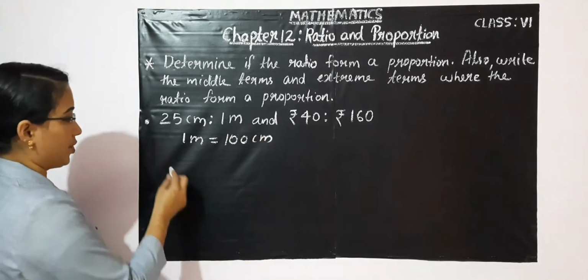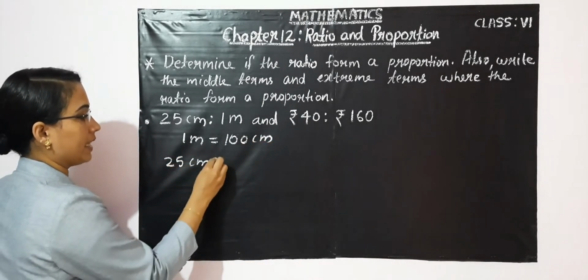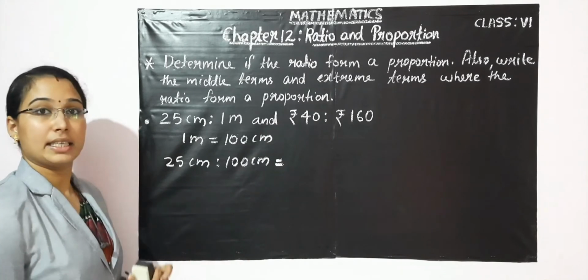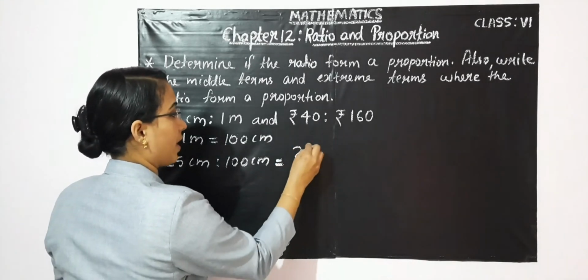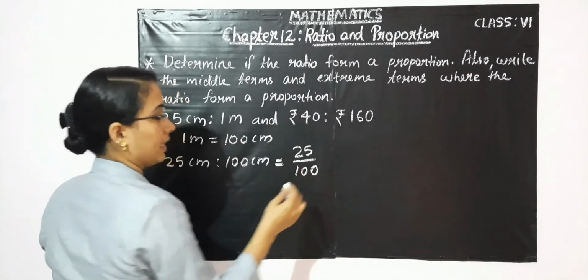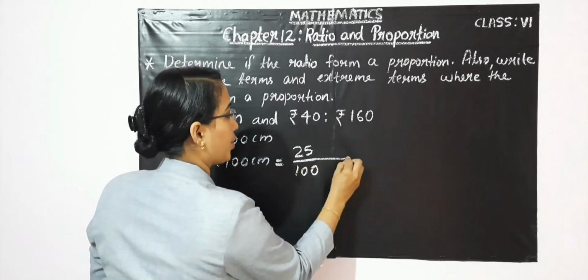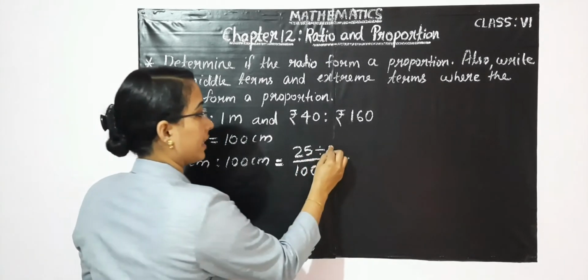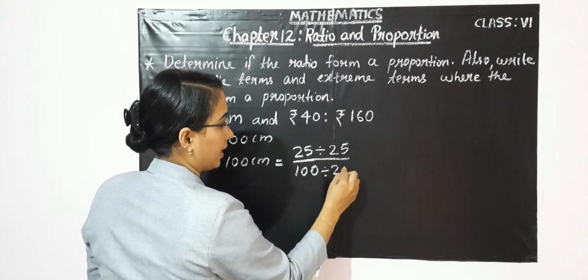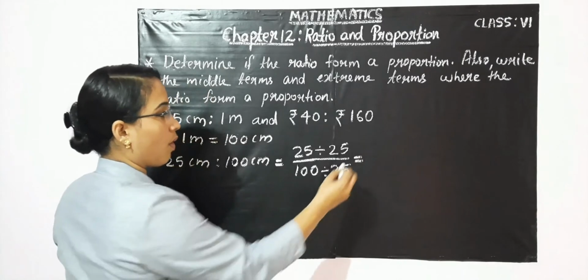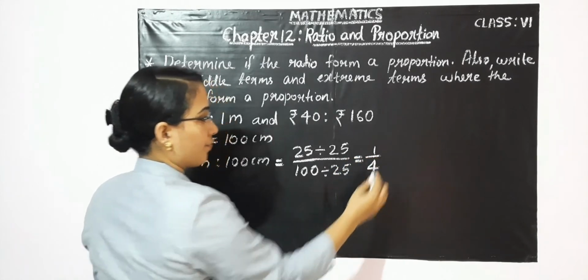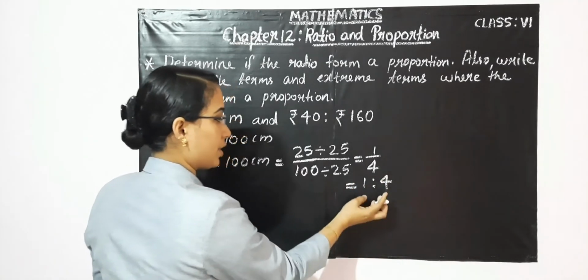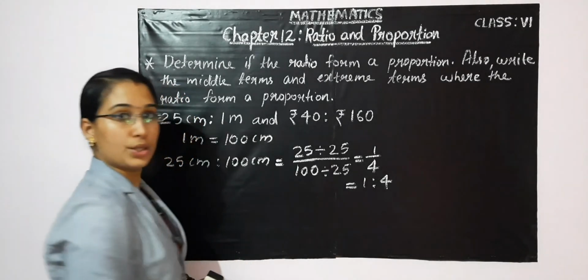Then our new ratio is 25 centimeter is to 100 centimeter. Then which is equal to, we can write in the form of fraction. So 25 divided by 100. Then 25 and 100 we can divide both numerator and denominator by 25 because 25 is the highest common factor. Then 25 divided by 25, we will get 1 by 4. 1 divided by 4. Then 1 by 4 is equal to 1 is to 4. So the simplest form of this ratio is 1 is to 4.